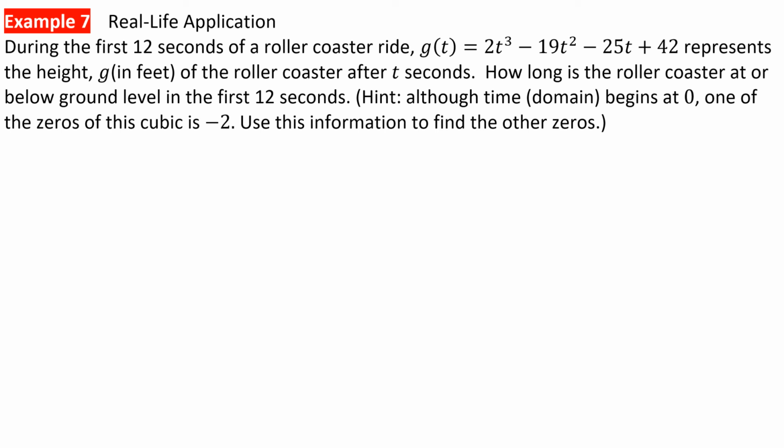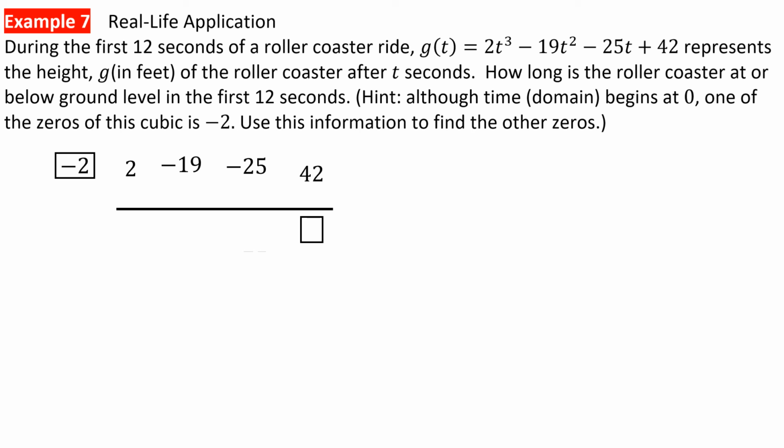Finally for today, a real-life application. During the first 12 seconds of a roller coaster ride, the function g of t equals 2t cubed minus 19t squared minus 25t plus 42 represents the height in feet of the roller coaster after t seconds. How long is the roller coaster at or below ground level in the first 12 seconds? And here's a hint. The roller coaster begins at time 0, but the cubic goes from negative to positive infinity, and one of the zeros is negative 2. That doesn't make sense in the context of the roller coaster ride, but for this polynomial, it does cross at negative 2.